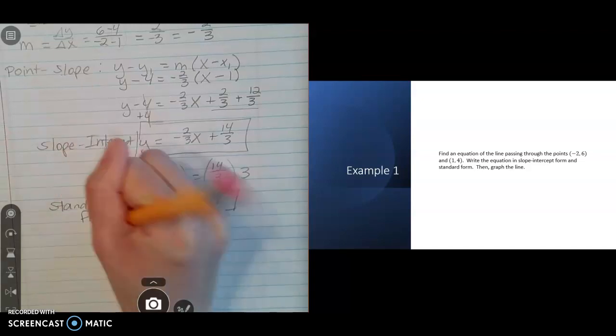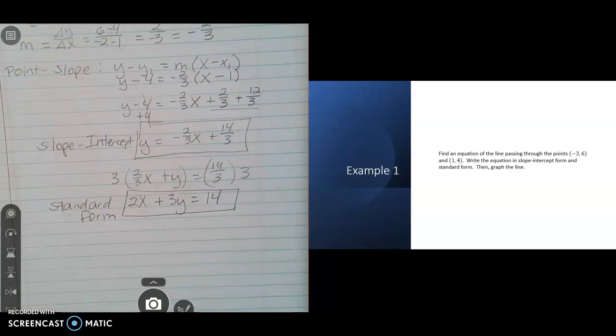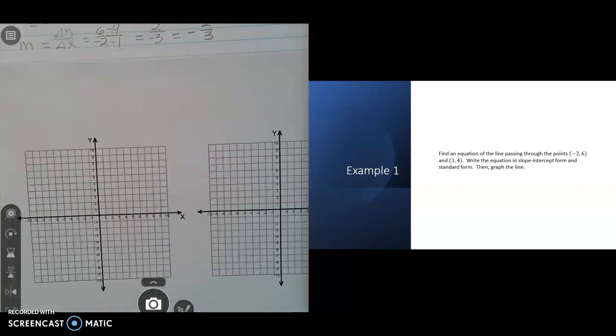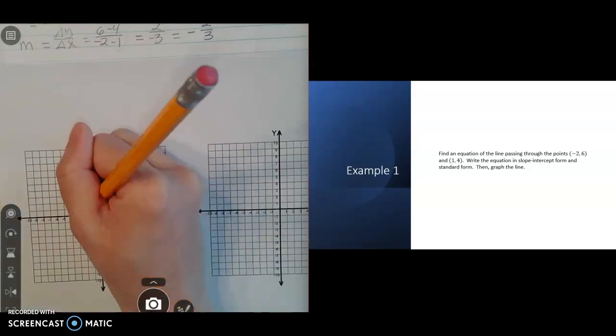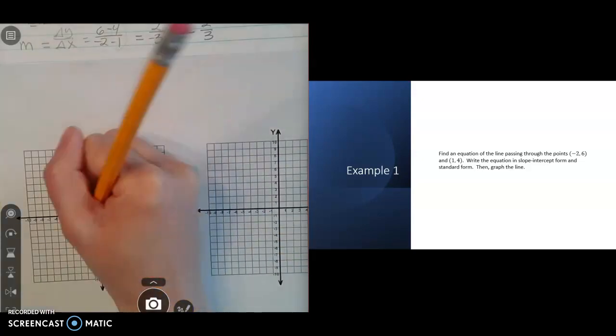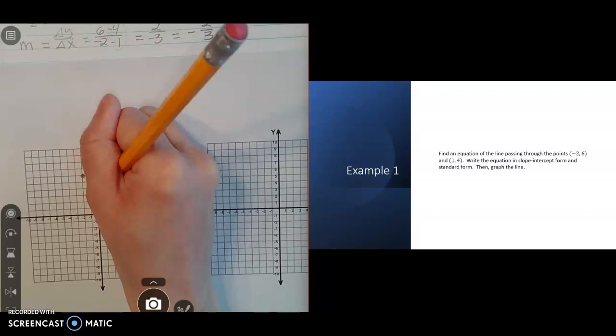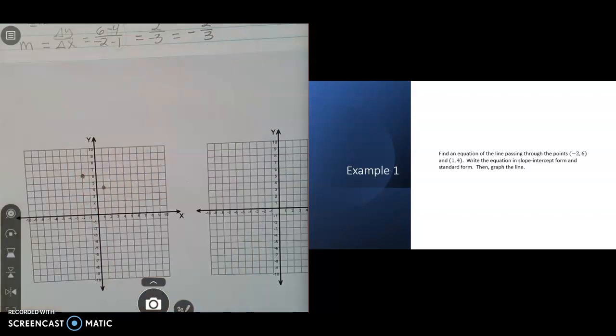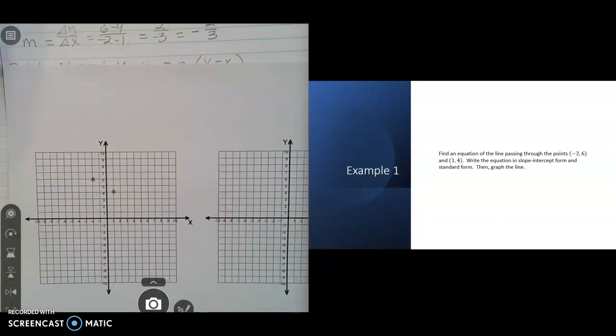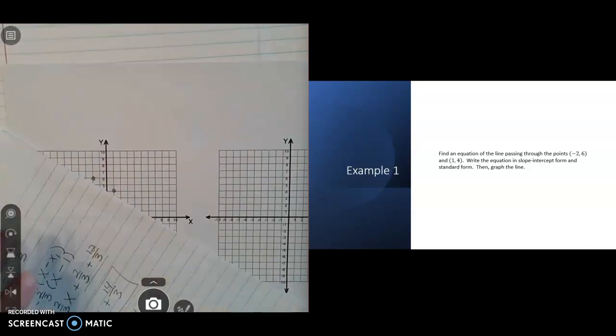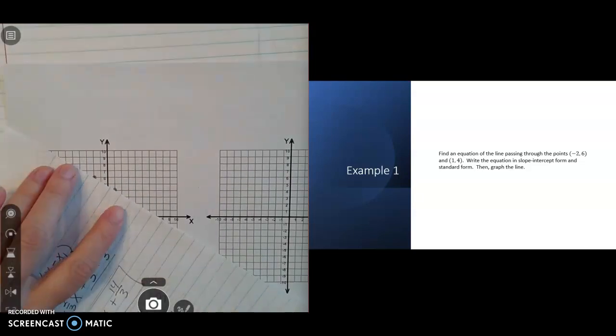Alrighty, it did say to graph the line. If I were you guys, I would just take the easy way out when graphing the line and plot the 2 points that they just gave you. So you have the point -2,6, you have the point 1,4, and you can connect the dots and form a line. I am going to use a piece of paper to make my line nice and straight.